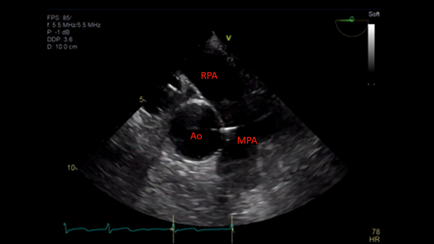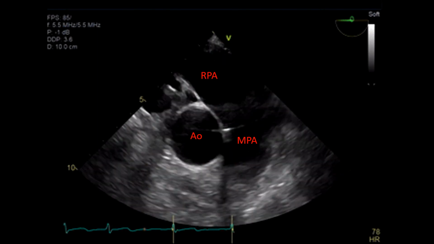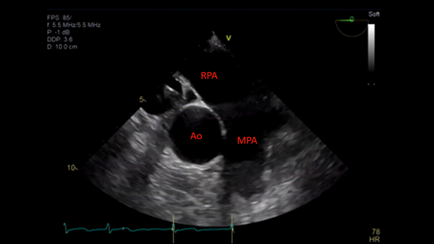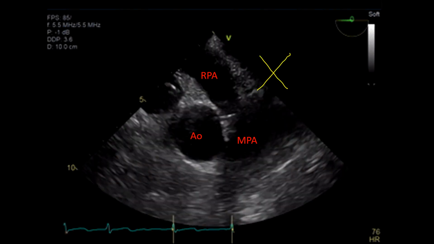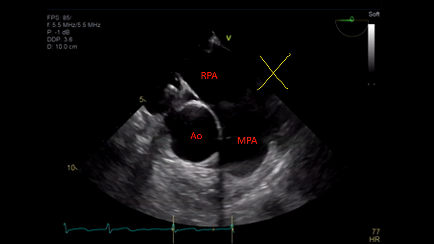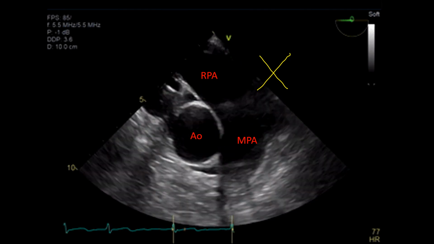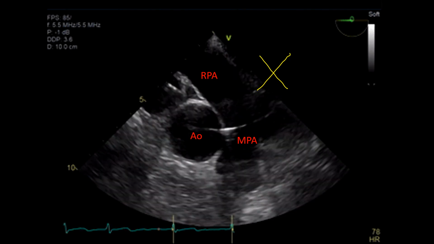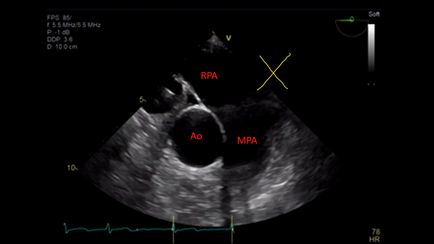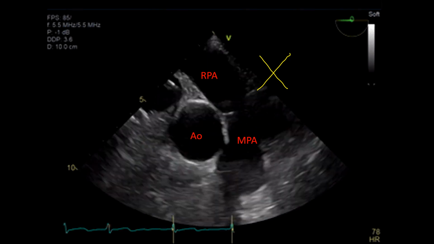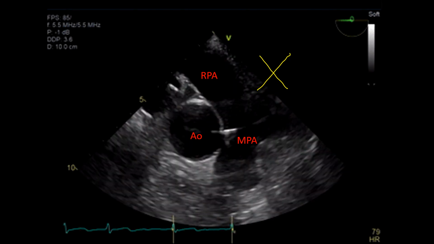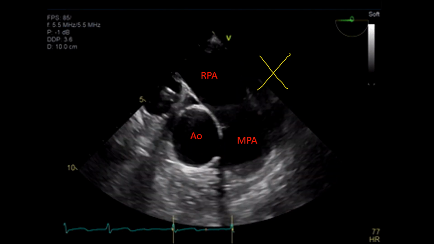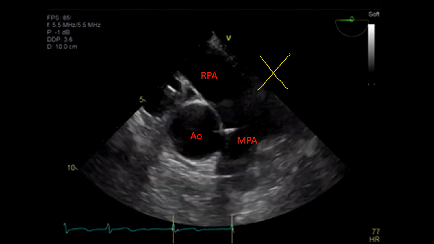That main pulmonary artery splits into your right pulmonary artery, which crosses over the ascending aorta, and then your left pulmonary artery is over here. The reason we can't see the left pulmonary artery is because it runs behind the trachea. And as you know, if you've placed A-lines or central lines and had an air pocket in your sterile sheath, ultrasound doesn't penetrate air very well, which is why we can rarely see the left pulmonary artery.